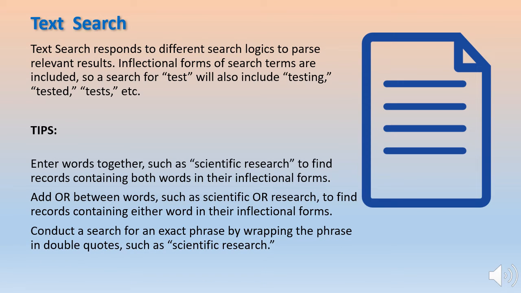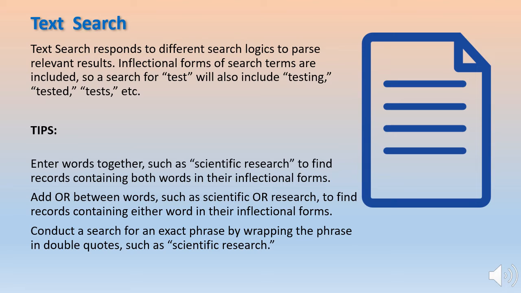Text search will search an opportunity's full text. Type in search terms in the search box and click Locate Funding. Text search matches against opportunity title, sponsor name, synopsis, objectives, contact information, and other fields. Text search responds to different search logics to parse relevant results.